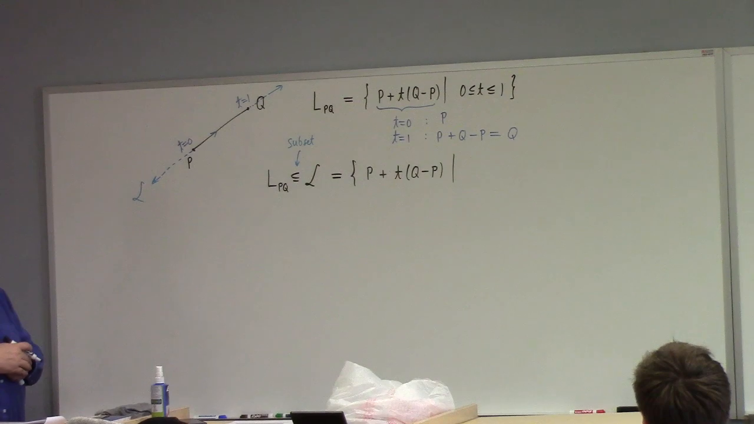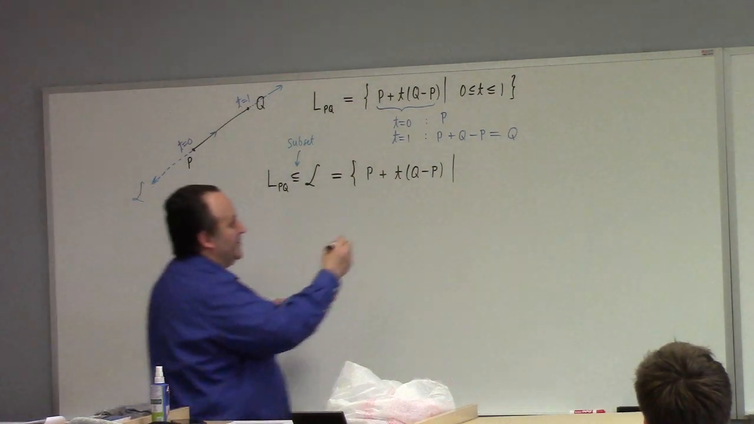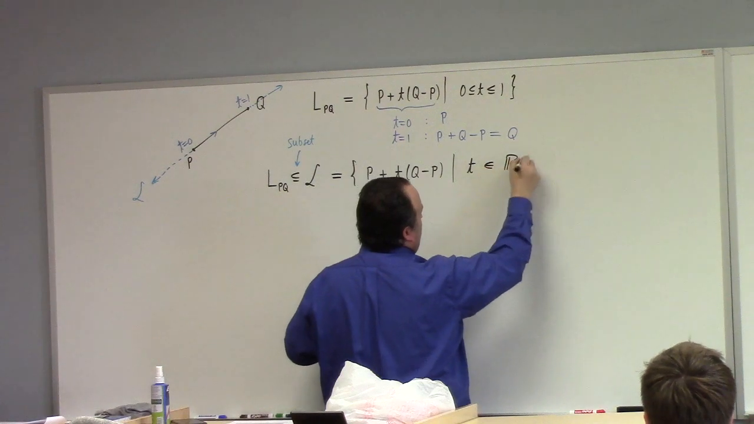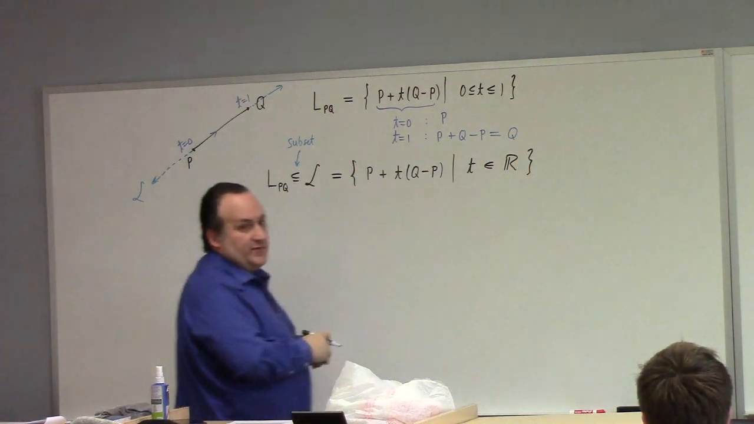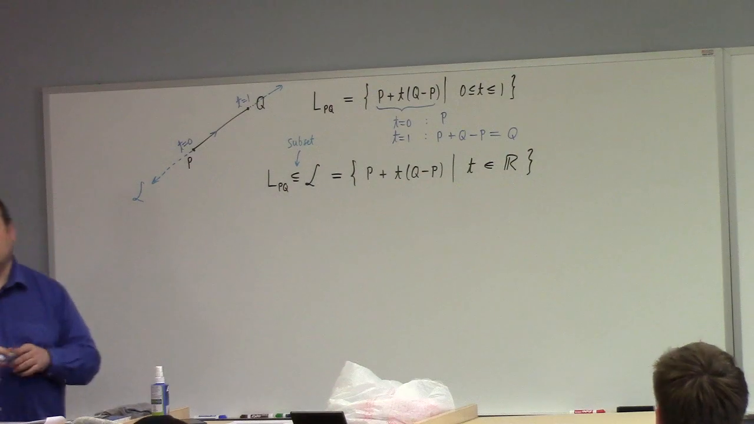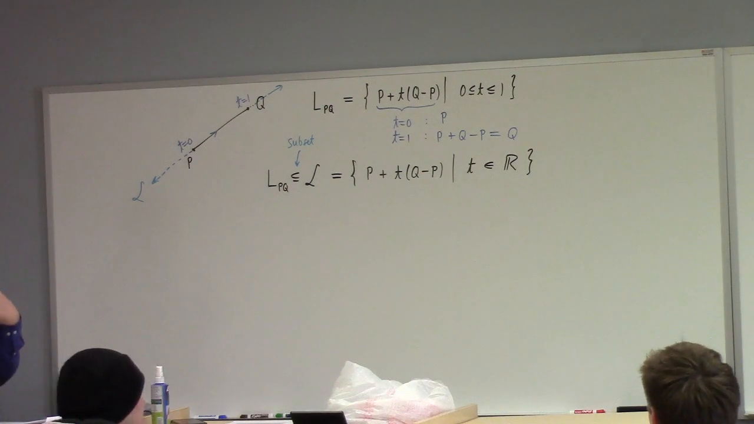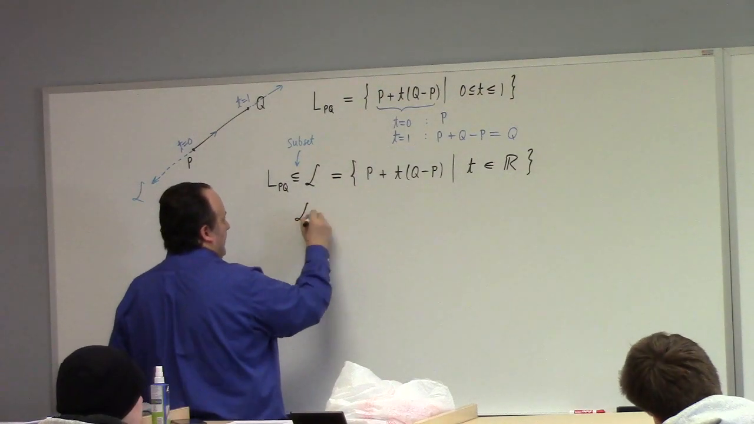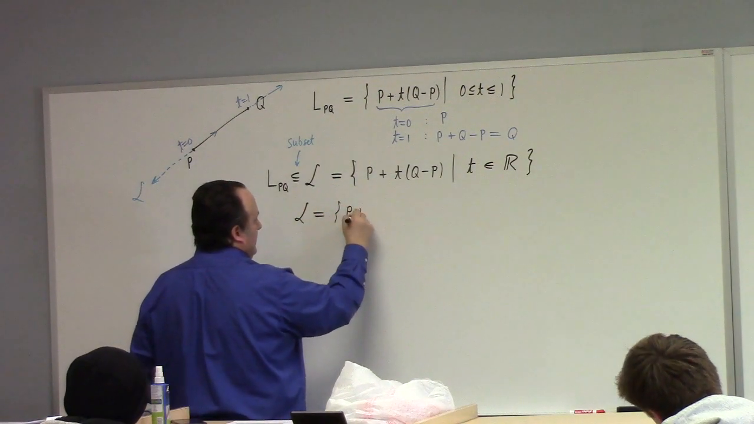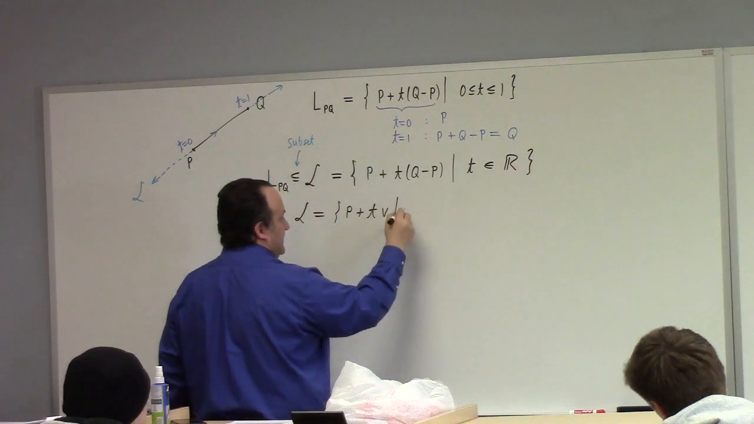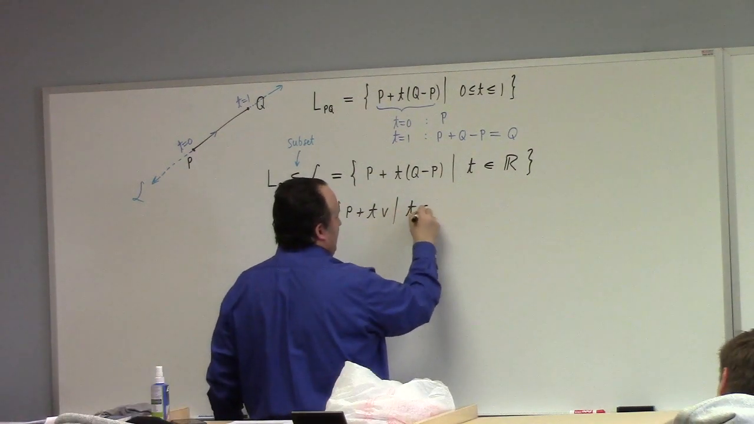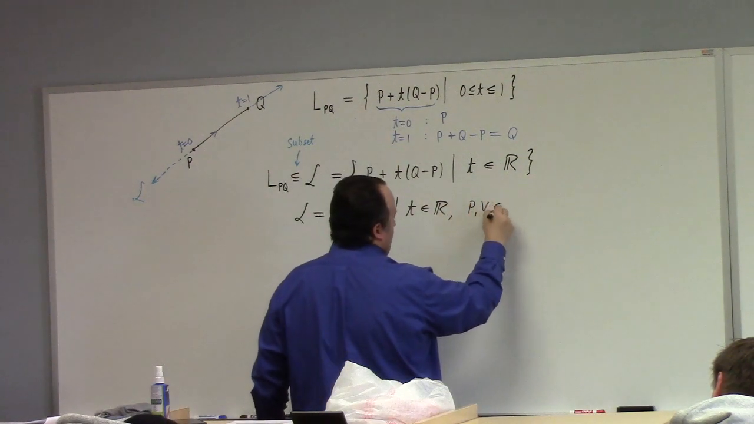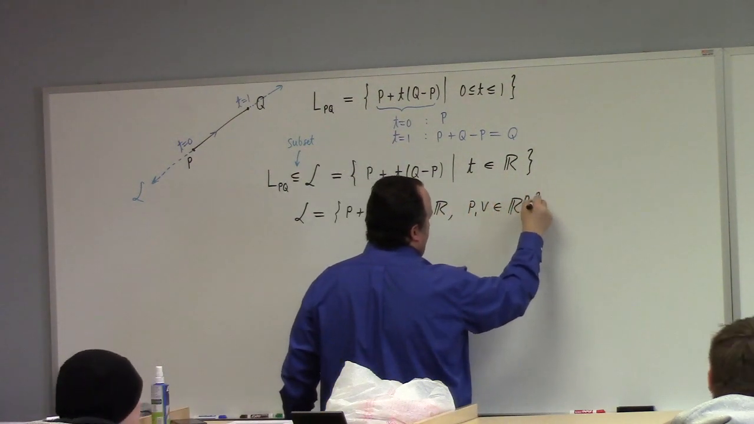Such that t is a real number. Exactly. So if we do that, we go on and on. That's it. This is a line. So how do you define, and we could be a little bit more specific here, I could also talk about L equal to, say, P plus tV, such that t is an element of the reals, and P and V are in Rn.